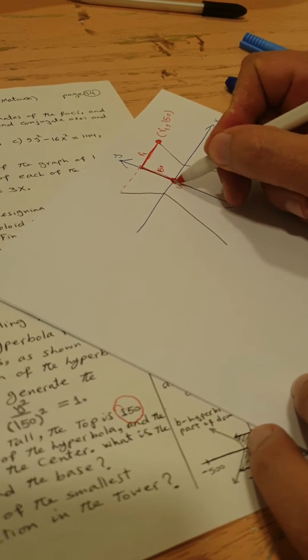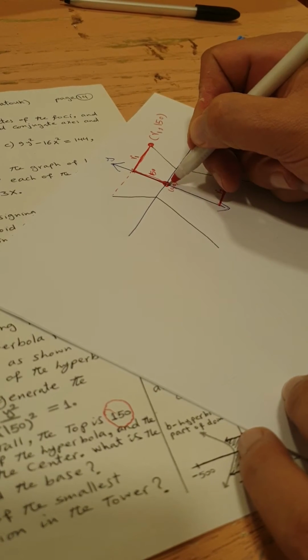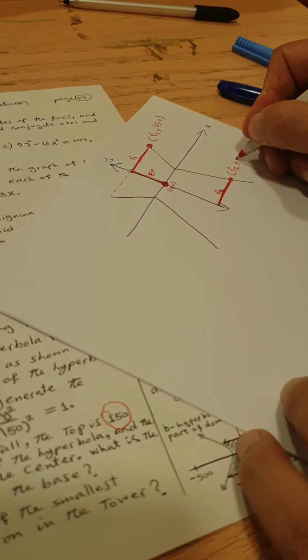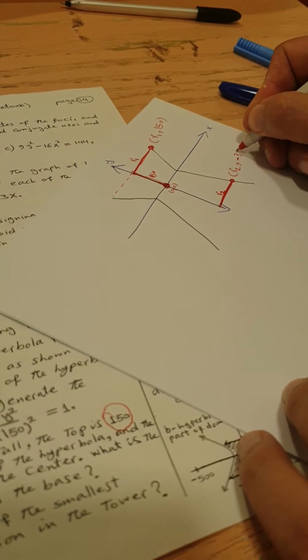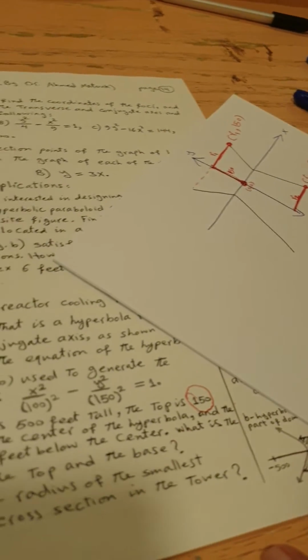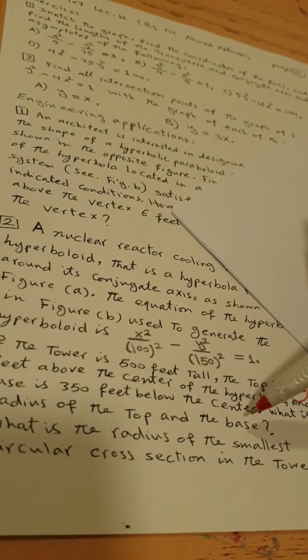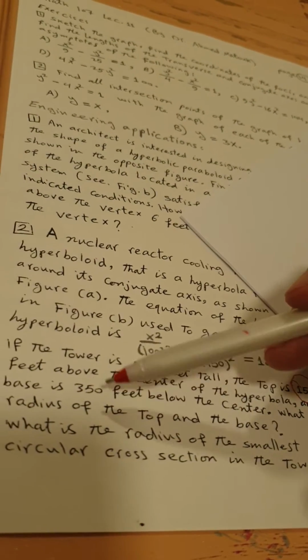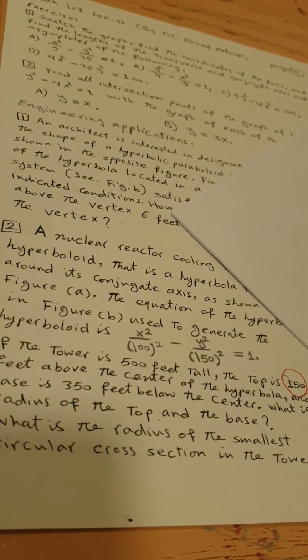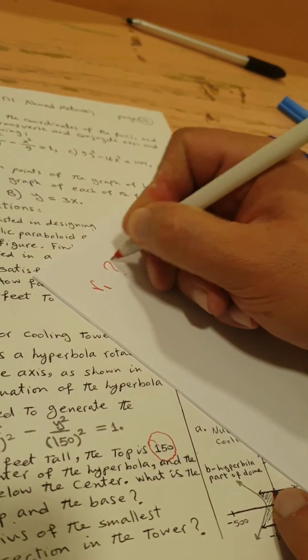But this is the origin, in the negative direction of the y-axis. So the y coordinate of this point is minus 350. Now the demand in this question: what is the radius of the top and the base of this nuclear reactor cooling tower. This means that he needs to know R1 and R2.